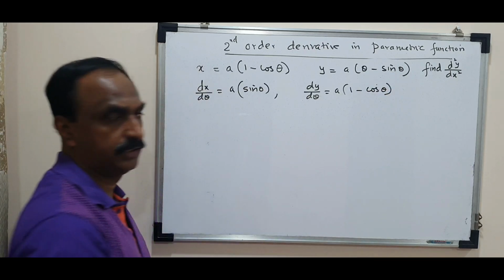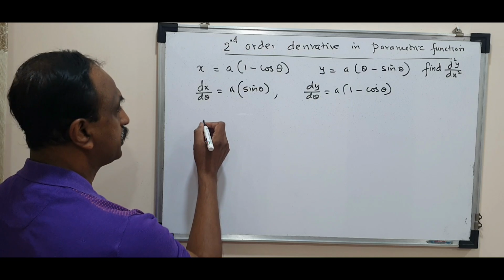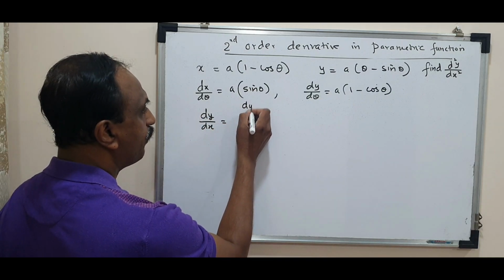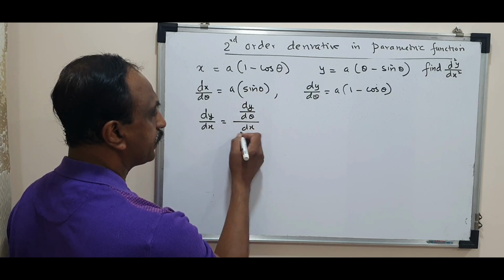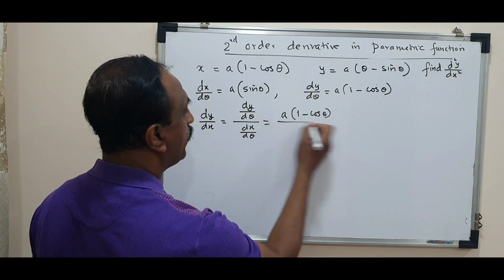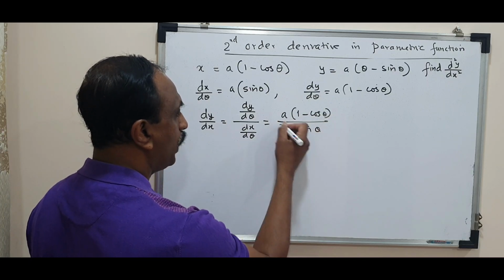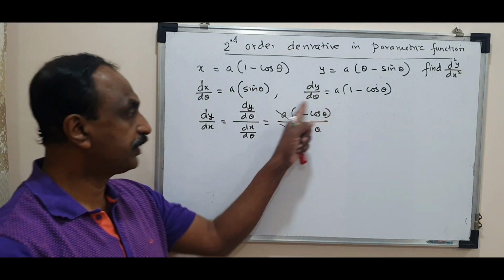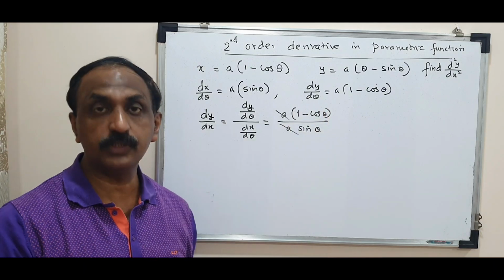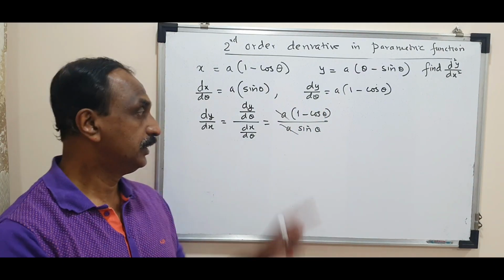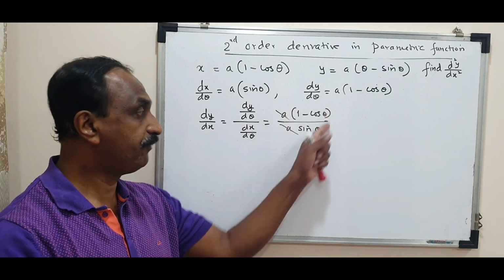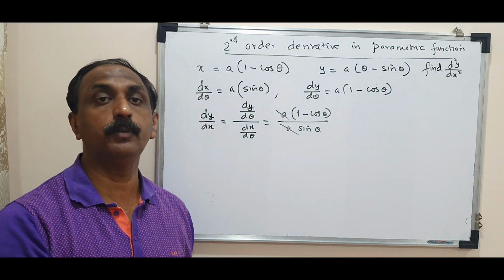I cut down the steps here because I need to write a lot more steps in this problem. Now I'll calculate dy by dx. dy by dx is dy by d theta divided by dx by d theta. That is a into 1 minus cos theta divided by a into sin theta. Now I can cancel. Now I need to differentiate this again for the second derivative with respect to x. At this stage, ask yourself whether you can simplify it, because the u by v method would take it to a much bigger step. If you can simplify this into a smaller function, then the derivative would be easy to calculate.